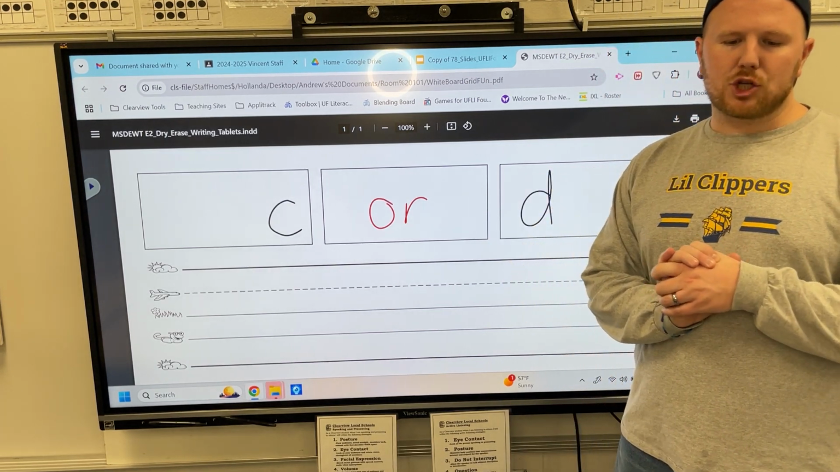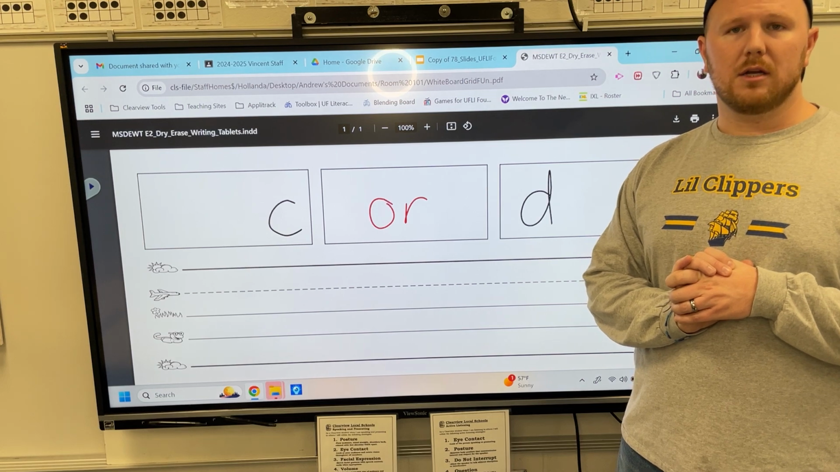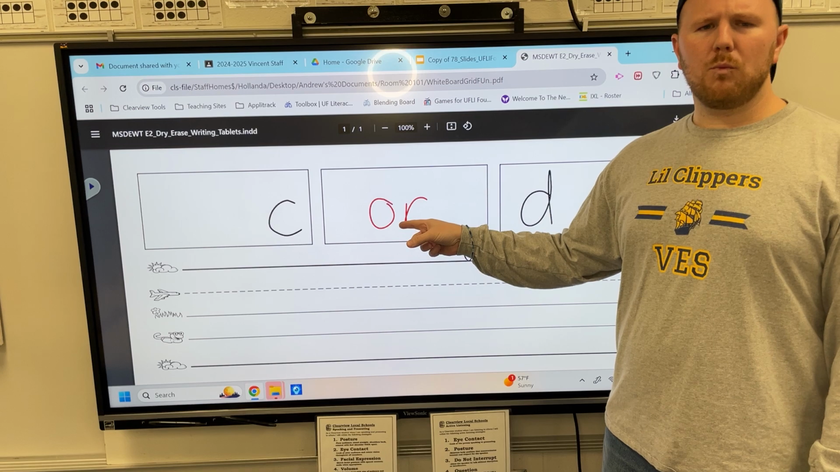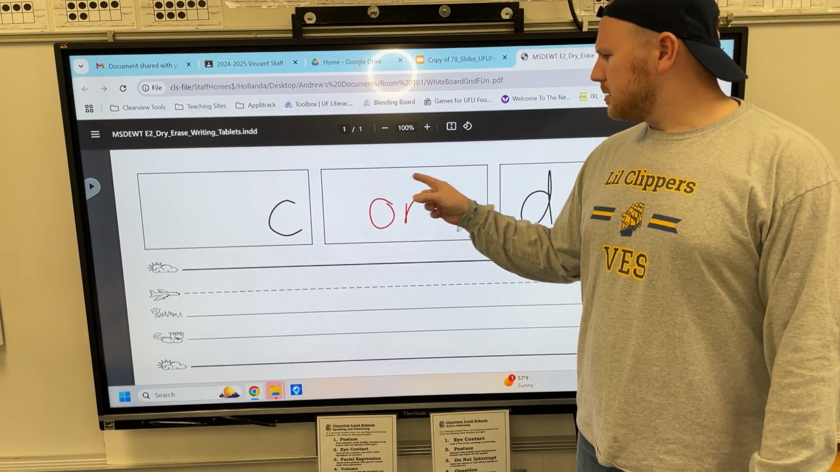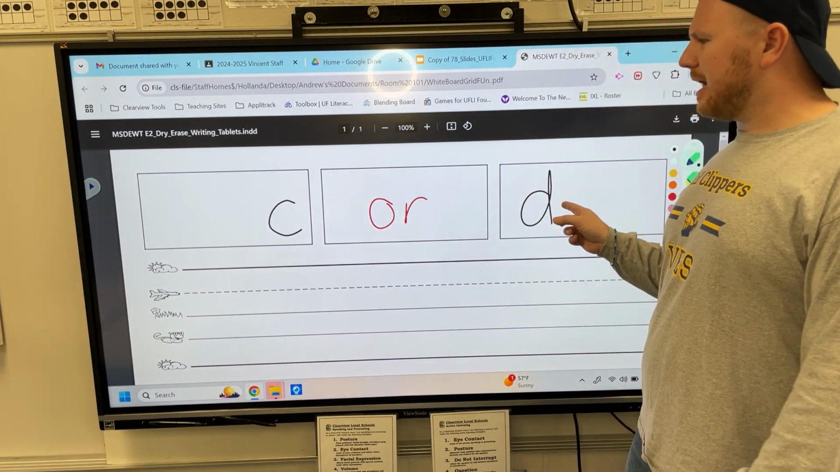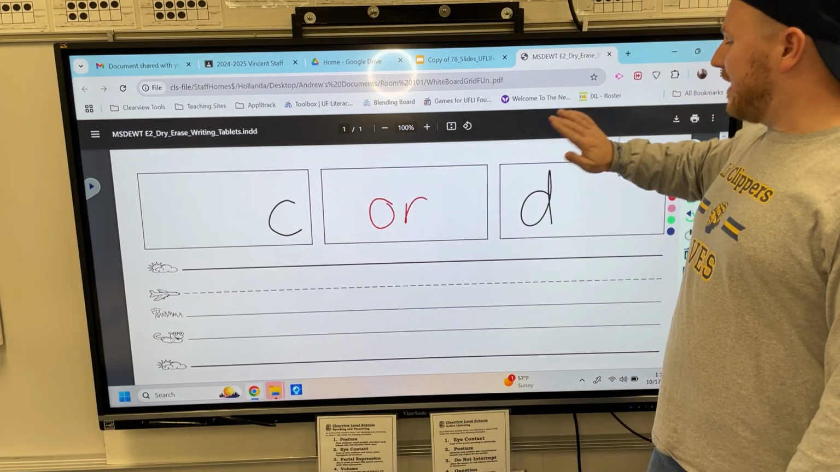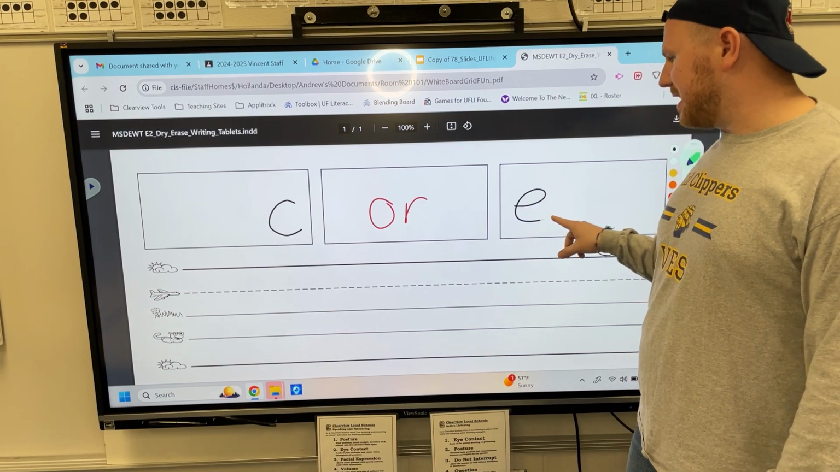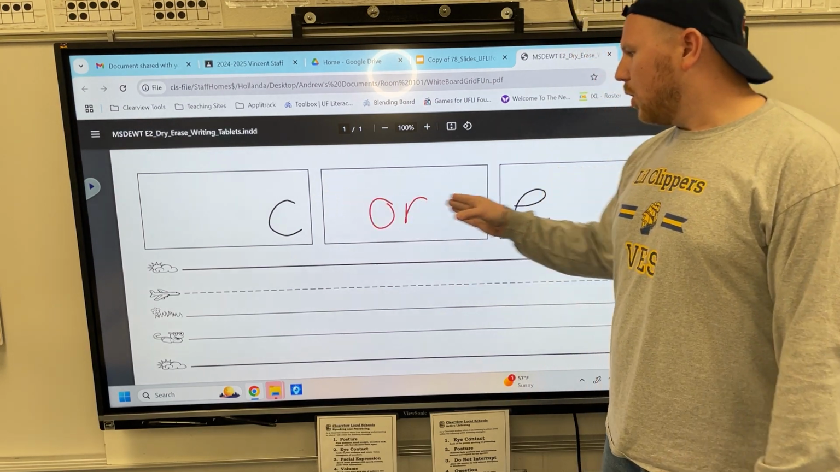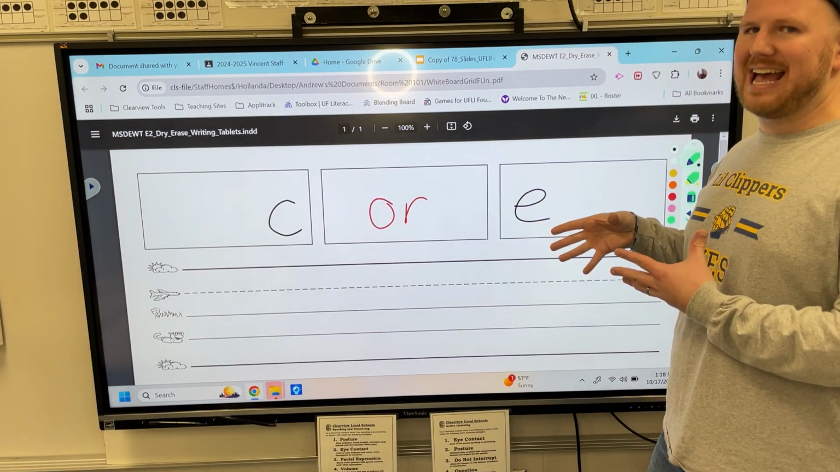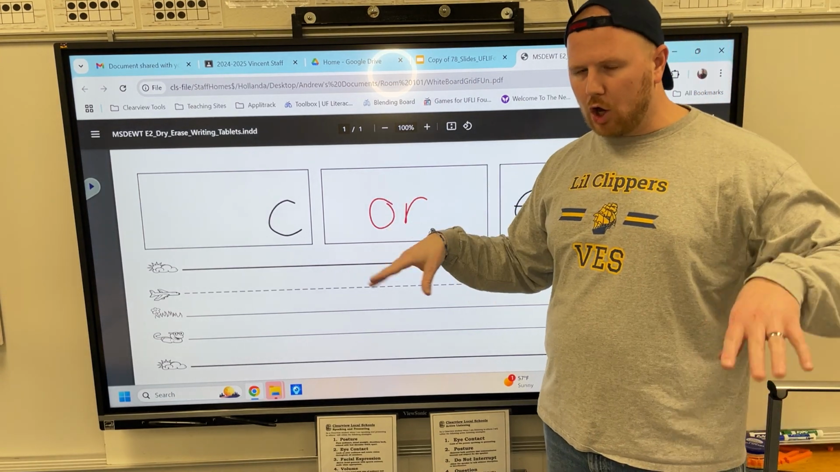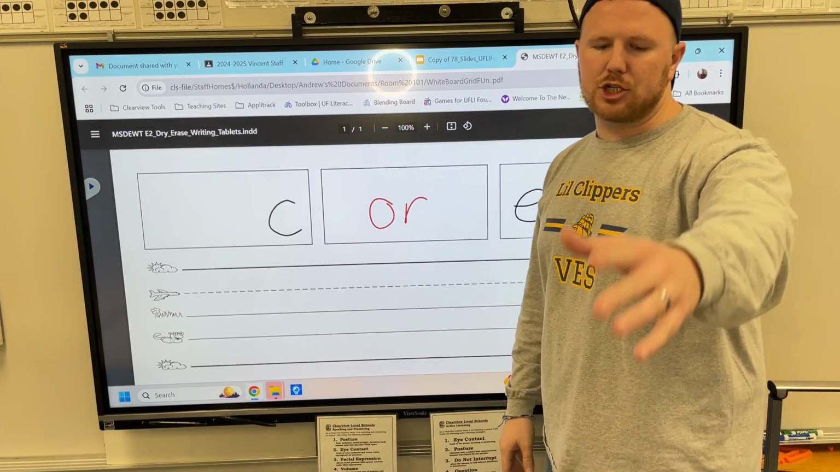Okay, now we're going to change cord to core, like an apple core. K or. But wait a minute. There's no other sound at the end. It's just K or. That's right, that's where the E comes in. I can put the E here, or I can put it there. K or. It comes at the end, and the E makes the O say O. Now let's change core to more.